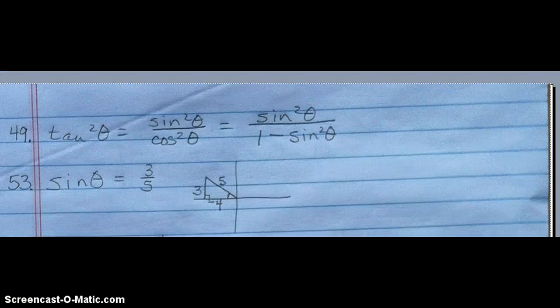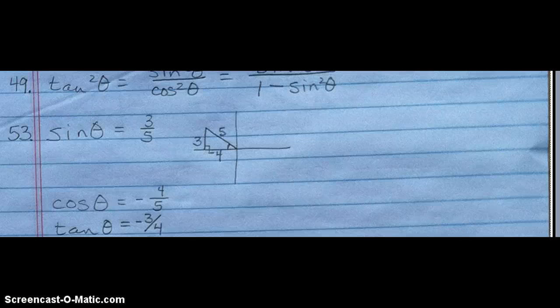We're asked to rewrite tangent squared in terms of sine squared. Tangent is sine over cosine, so it's sine squared over cosine squared. Cosine squared plus sine squared equals 1, so the cosine squared is 1 minus the sine squared.